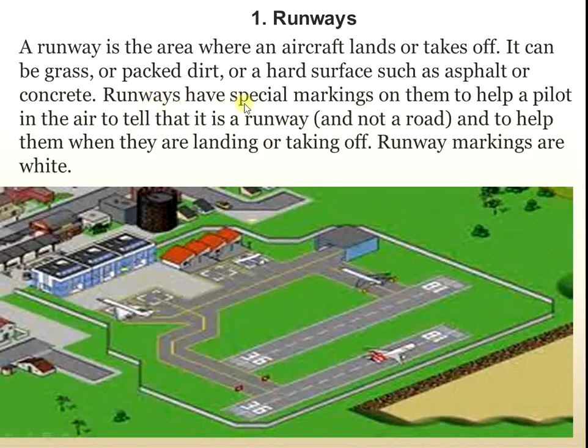The runways have special markings on them to help the pilot in the air to tell that it is a runway and not a road, and to help them when they are landing or taking off. Runway markings are white. The marking is very helpful at the time of takeoff and landing, and it is helpful for the pilot. It is a runway, not a road, so we have to mark it with white color.